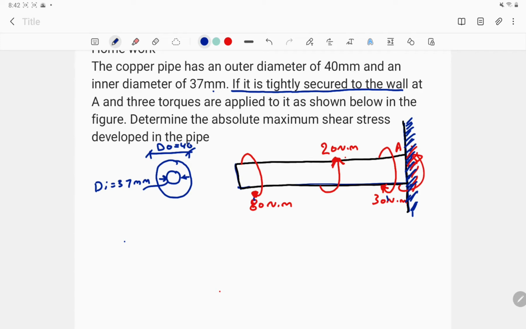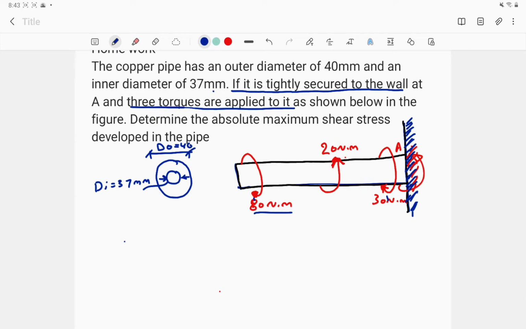It is secured to the wall at point A, and we have 3 torques applied to the pipe. So we have 3 different torques. We have 80 Newton meter in this direction, and in the opposite direction 20 and 30. Determine the absolute maximum shear stress that developed in the pipe. So what we need is the maximum shear stress.